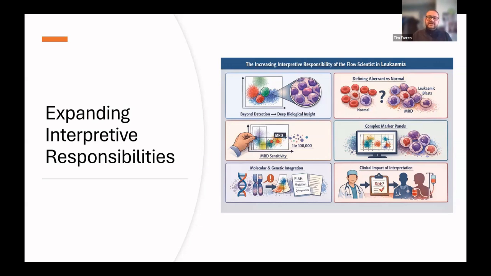They have to be integrated with molecular and genetic data to provide an accurate picture of disease classification and, of course, disease prognosis. Ultimately, the interpretations that we make will have direct clinical consequences, impacting the diagnosis, the risk stratification, and the treatment decisions for the patients that we serve. And this really places a massive growing responsibility on the scientists to ensure the analysis is not only technically accurate, but also biologically and clinically meaningful.